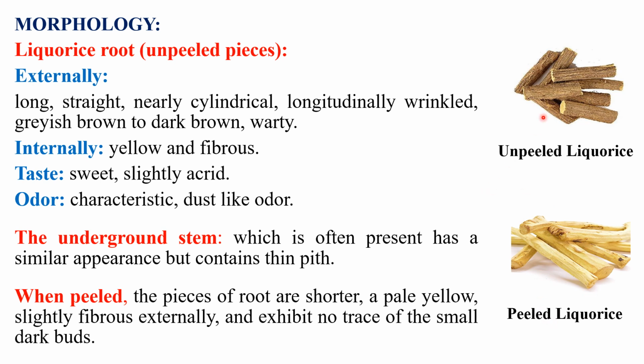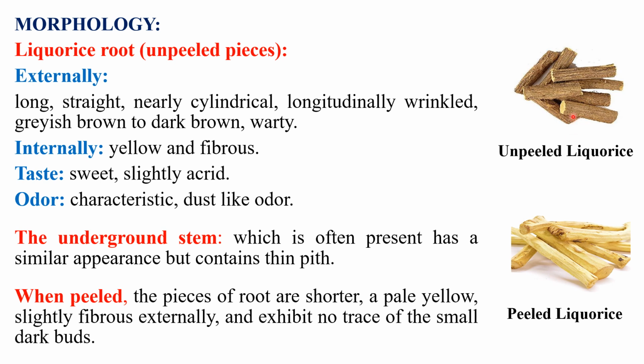What about the stolon? It's similar to the subterranean root, but is characterized by the presence of nodes, both externally and internally in its structure. These are the photos of peeled and unpeeled licorice. We can see here that if we peel the licorice, meaning we remove its cork, the dark brown cover, this is peeled, and this is the unpeeled root.